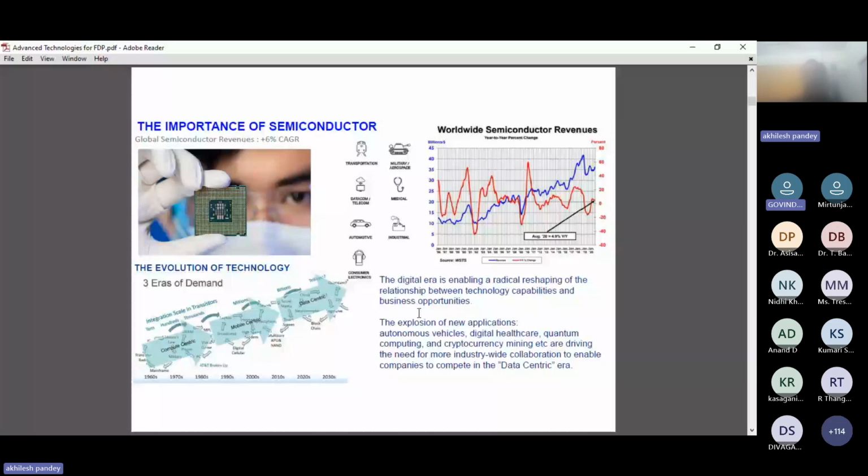The explosion of new technologies, like autonomous vehicles, digital healthcare, quantum computing, cryptocurrency mining, etc., is driving the need for more industry-wide collaboration. And this industry-wide collaboration enables companies to compete in the data-centric era.